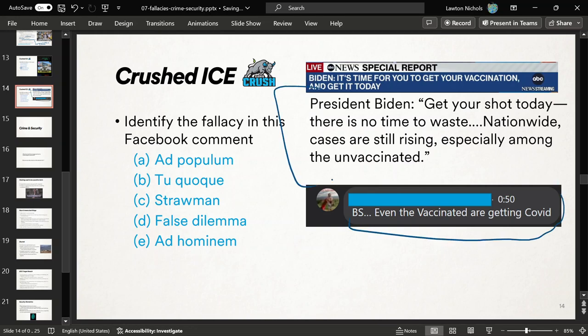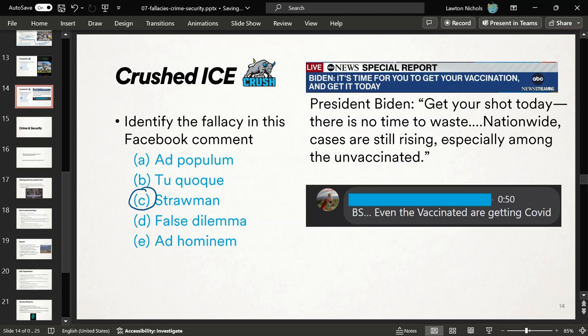Did this statement say anything about the vaccinated not getting COVID when you get a vaccine? No. If anything, all it means to have a vaccine is that if you get infected, it's going to be a less serious case, right? That's all it means. So he's putting words in Biden's mouth by saying this. The argument was never to not get COVID, it was to not die when you get COVID. So that is why I would call it a straw man fallacy. You're arguing against something that has not even been talked about, okay? That's why I might pick C there.